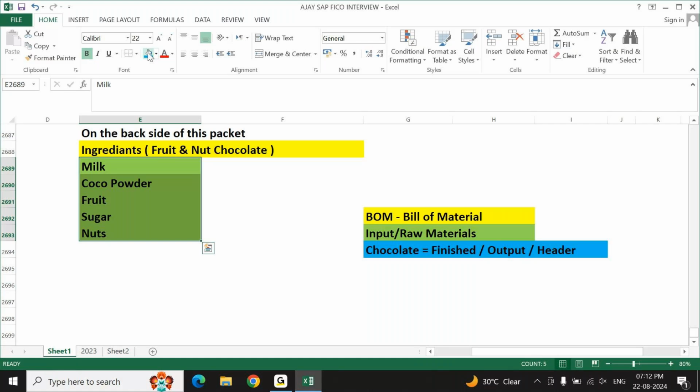Meaning I need to do something with it. I have this material. I need to do something to make these products into a chocolate as an output. Process. Agree?